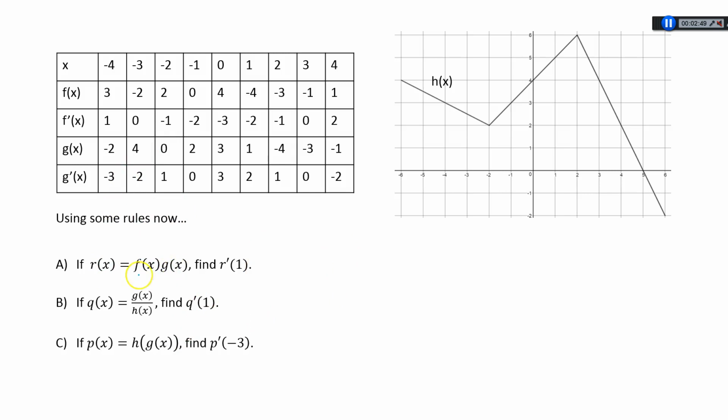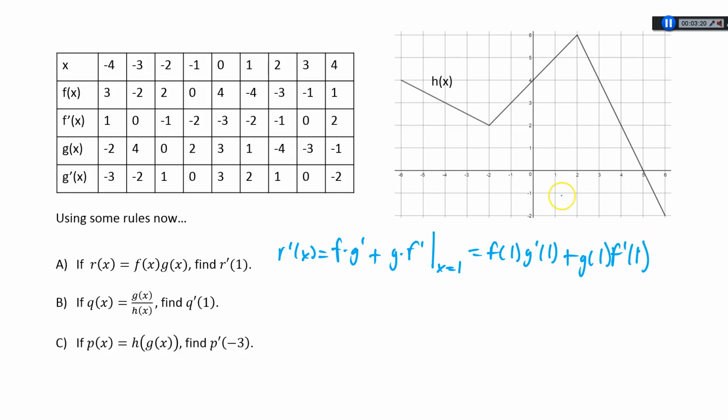So we're given r of x is the product of f and g. We want r prime of 1, so that definitely is going to require product rule, right? So let's get r prime of x first. R prime of x is going to be f g prime plus g f prime, right? And we're going to evaluate that at x equals 1. Remember, this line means we're going to evaluate it at a certain x value. So that's going to be f of 1, g prime of 1, plus g of 1, f prime of 1.